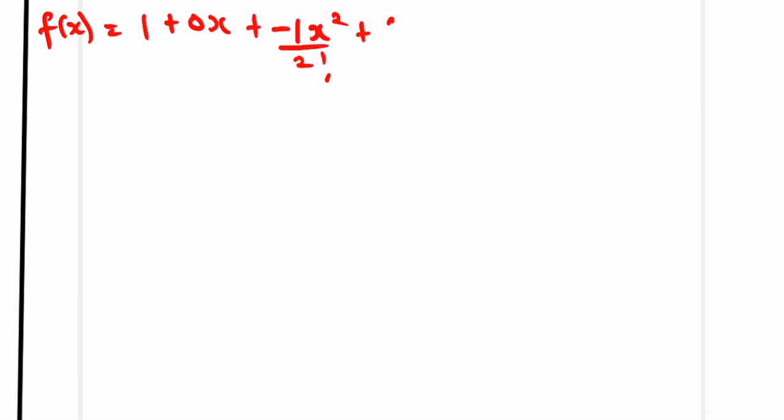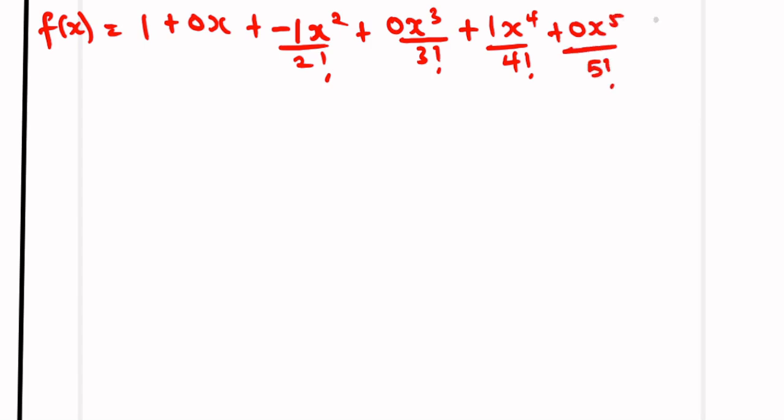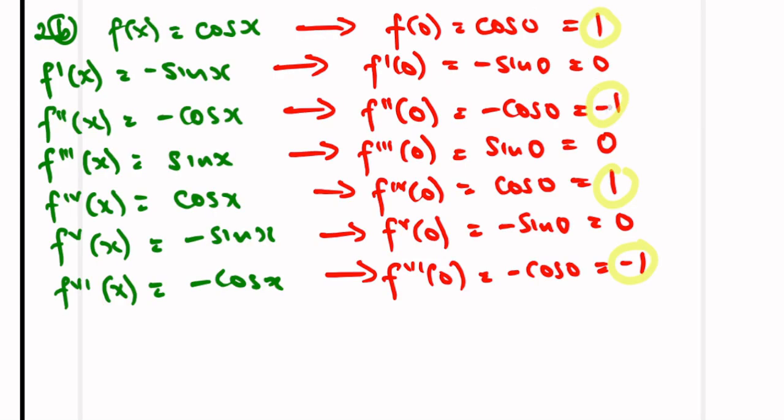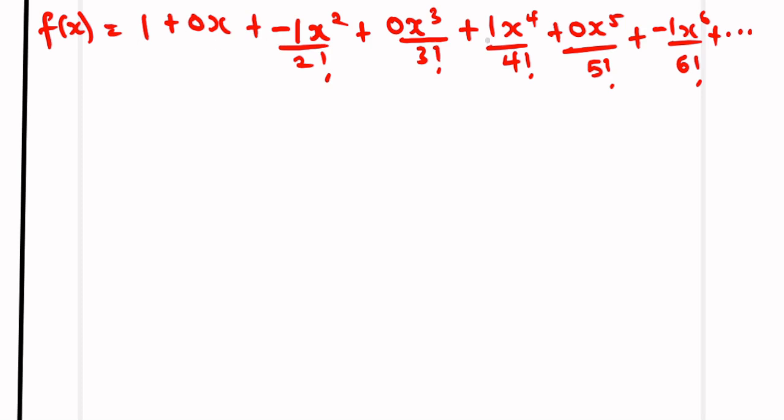Then the third derivative is 0, so we have 0 x cubed over 3 factorial. The fourth derivative is 1, x raised to the power 4 over 4 factorial. The fifth derivative is 0, 0x raised to the power 5 over 5 factorial. The sixth derivative is minus 1, x raised to the power 6 over 6 factorial plus dot dot dot. So let's confirm that we have 1, 0, minus 1, 0, 1, 0, minus 1. So the zeros will be eliminated.